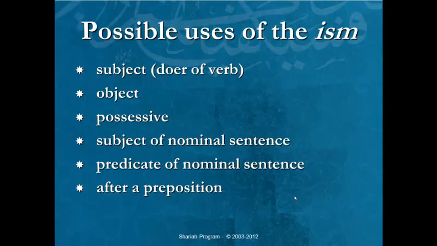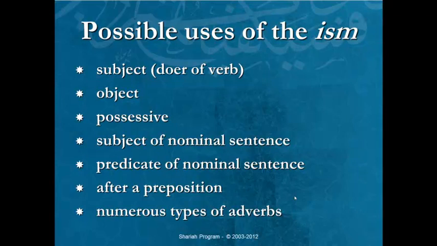Okay, and then coming after a preposition, it would be an ism that comes after the preposition, like with the pen, or in the house, or to the masjid, or on the roof. Okay, or whatever. Like many examples can be given, and prepositions are always coupled with isms. So coming after a preposition can be considered a 6th possible usage for an ism.